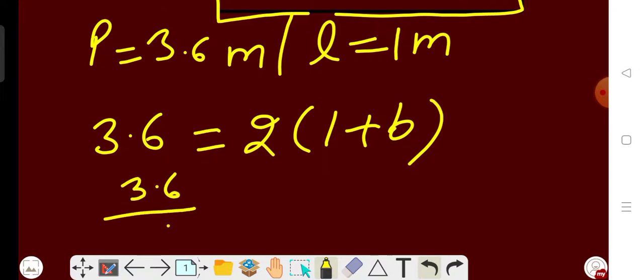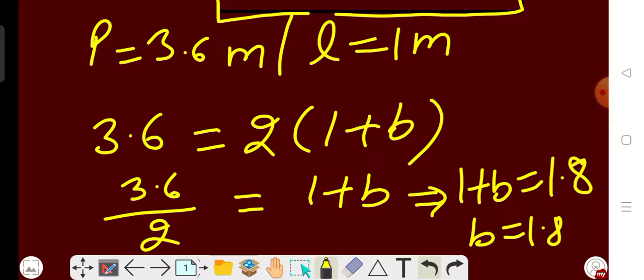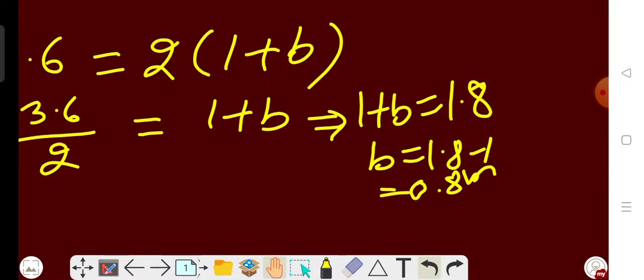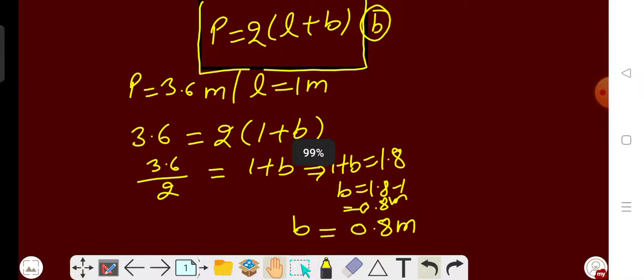So this will become 3.6 divided by 2 equal to 1 plus b. From here 1 plus b must be equal to 1.8 and the breadth is equal to 1.8 minus 1, and that is equal to 0.8 meter. So from here we can say that the breadth of such a rectangle is equal to 0.8 meter. So this is the solution of the B part of your question number 7 beta.